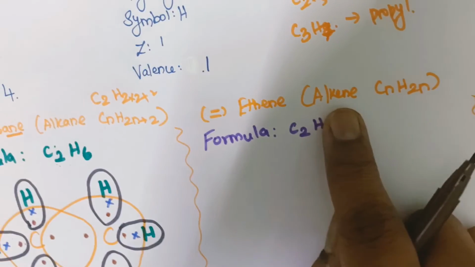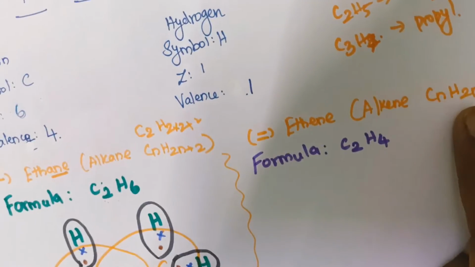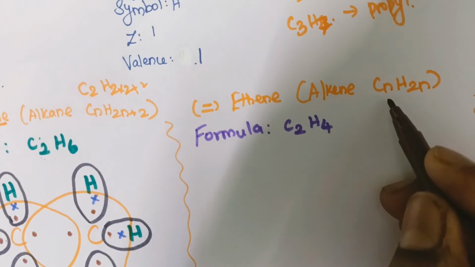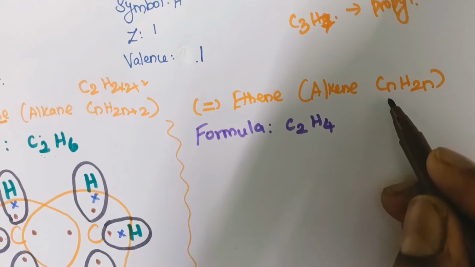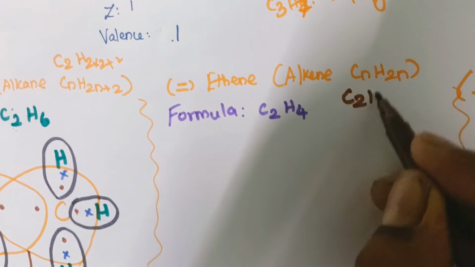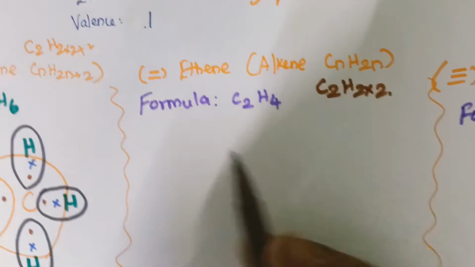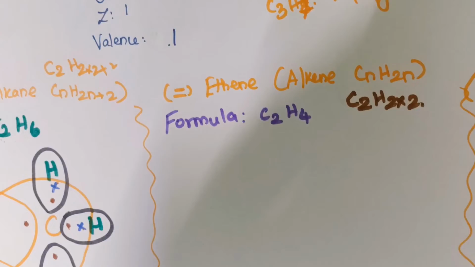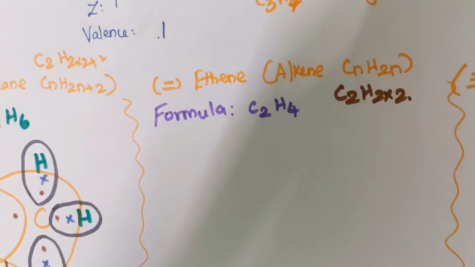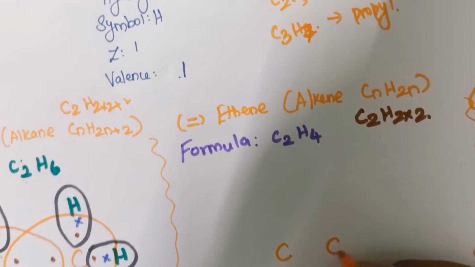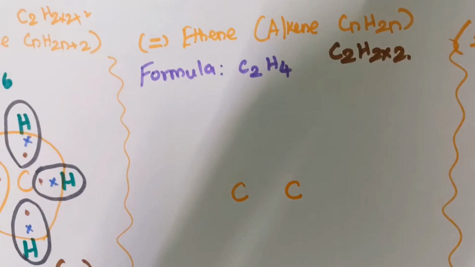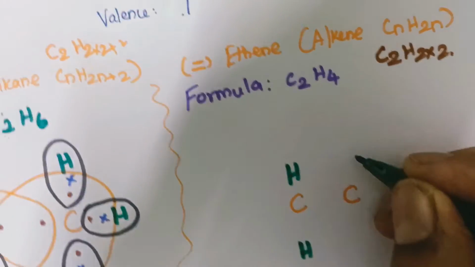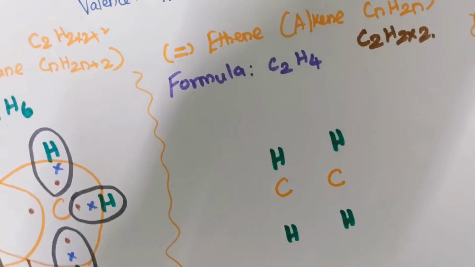Next we are going to see ethene. What is the formula for the alkene? CnH2n. So here I am going to take 2 carbons: C2H(2 into 2). So what is the formula? C2H4. How many carbons am I going to take? 2 carbons. How many hydrogens are there? 4 hydrogens, so 1, 2, 3, 4.